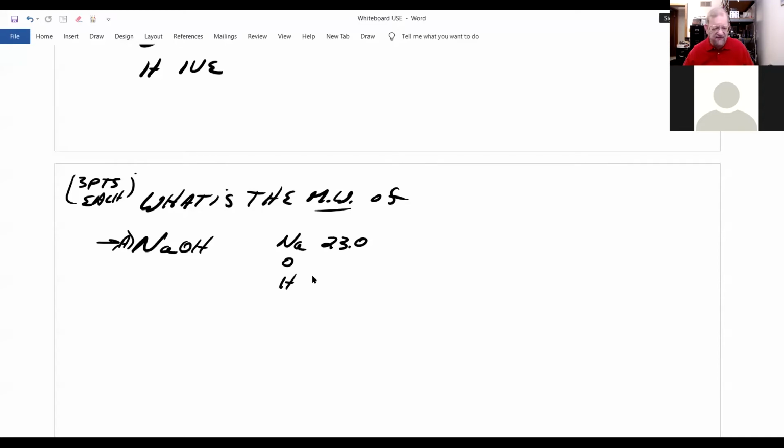Sodium to 3 significant figures, 23.0. Oxygen to 3 significant figures, 16.0. And hydrogen to 3 significant figures, since there's only 1, I don't have to multiply. If there are more than 1, I'd have to multiply the atomic weight by the number there is. And you add this up, and you get this.